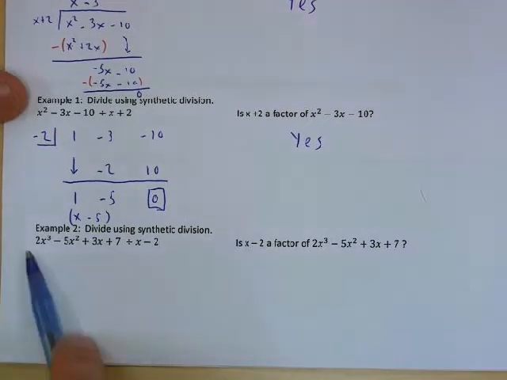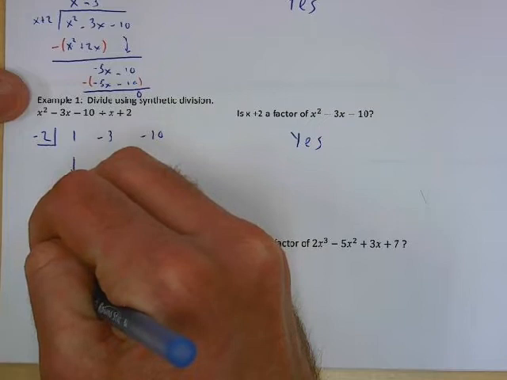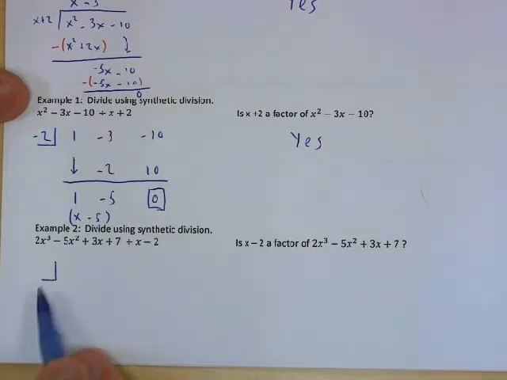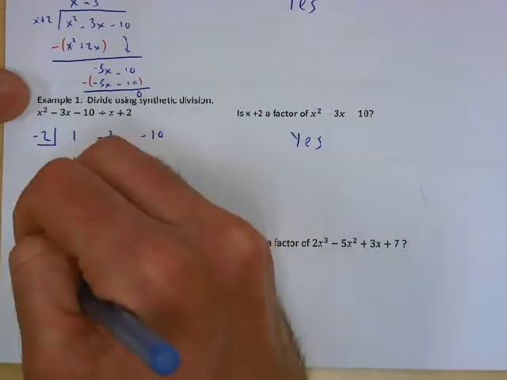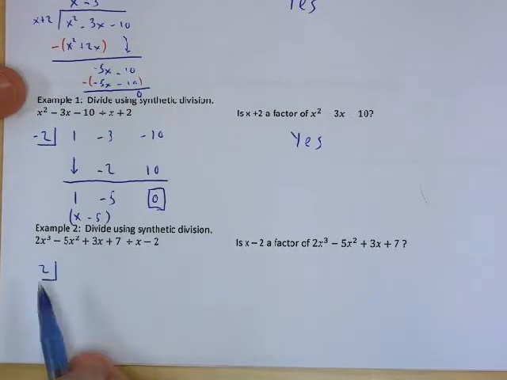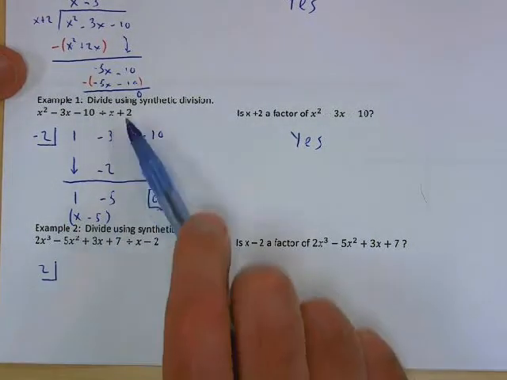Okay, so the next problem, divide using synthetic division. So we want to divide this thing by x minus 2. If x minus 2 is my factor, then what goes in the box? Well, if that's my factor, my 0 would be +2, so I want to put that in the box. Now, it's easy to mess that up.